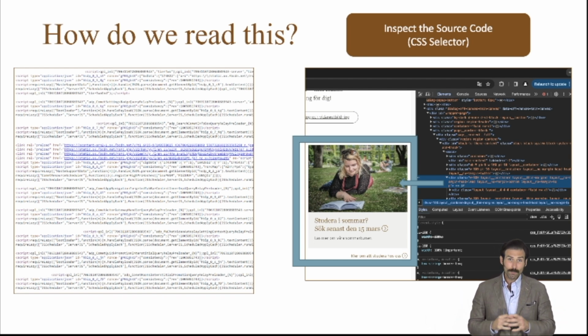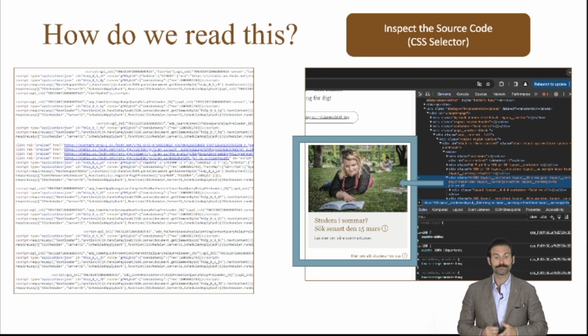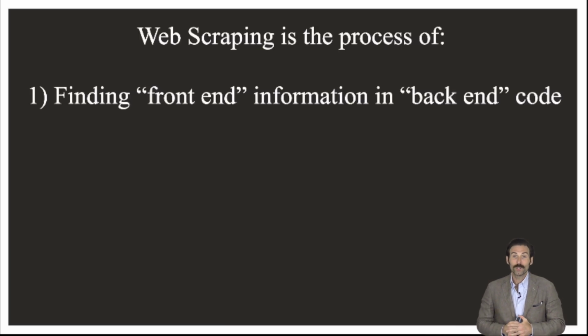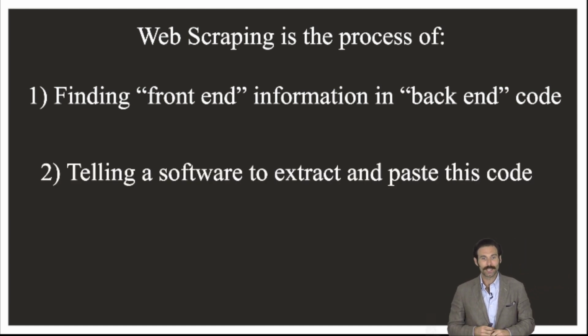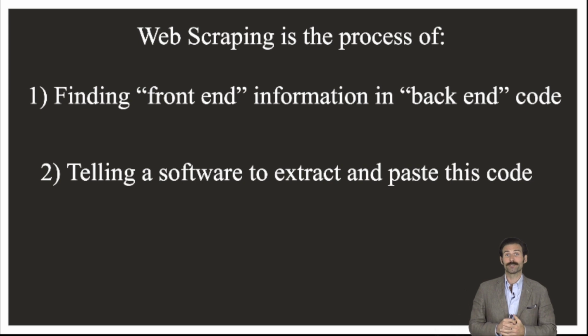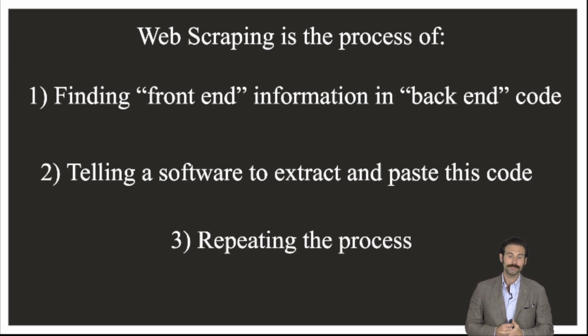And so most browsers, such as Google Chrome, have a CSS selector built in. So you'll visit the website, pull up the selector, and then walk through the code in the front end side by side until you find out where the information you want on the front end is located in the back end code. And again, we'll do that next lecture. So web scraping really is just the process of finding information on the front end in the back end code, and then telling a software to extract this information directly from the code. And then repeating that process over and over. That's what makes it automated.